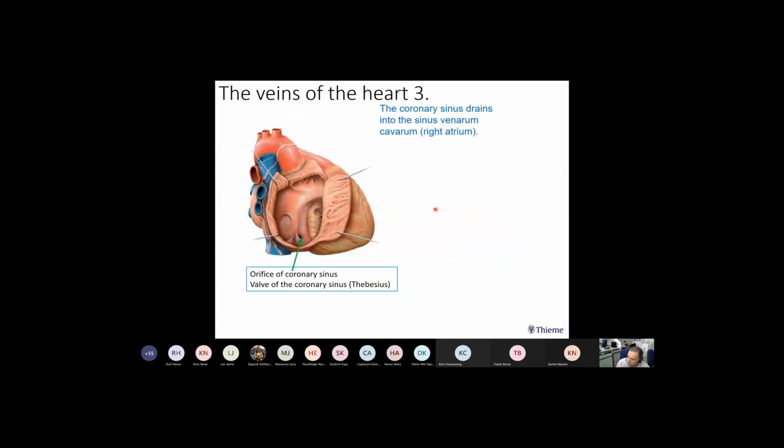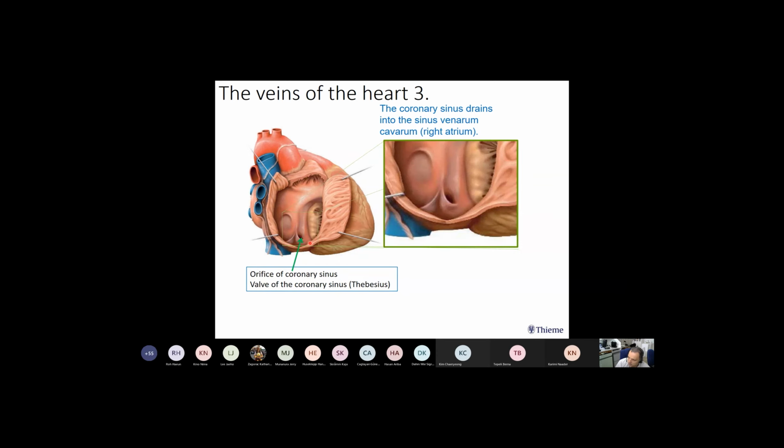And this I showed you last time also. The right atrium is open now. And there you can see that the opening of the coronary sinus is here. It's narrowed by a tiny valve-like structure. It's the Thebesian valve. Valve of the coronary sinus it is also called. It's just a double layer of the endocardium.